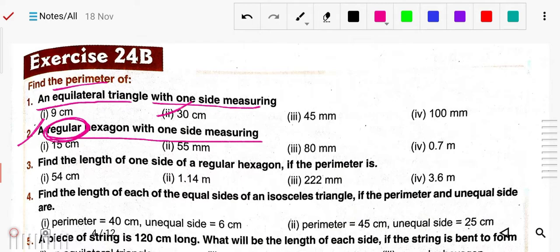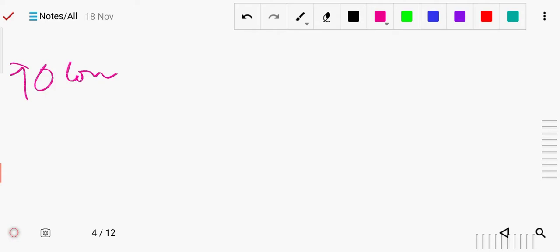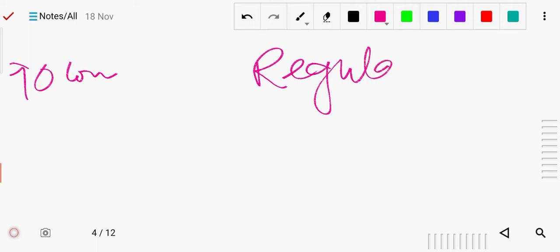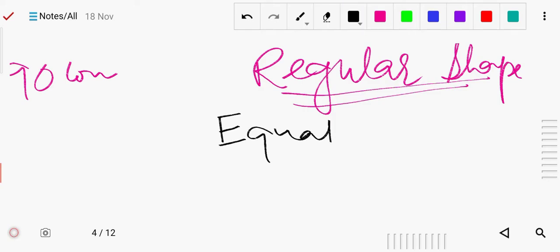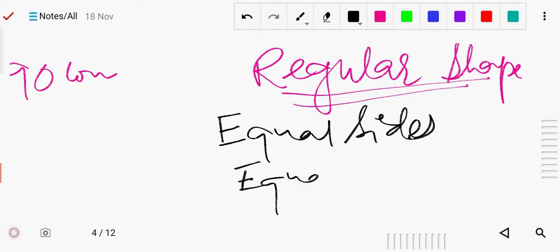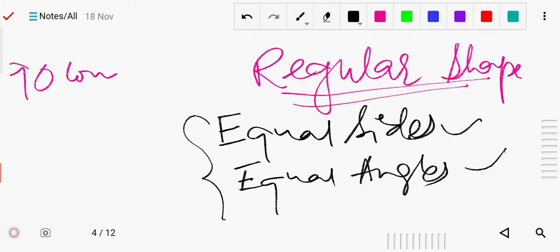Regular means that a regular shape has equal sides and equal angles. Always remember it. If it is a regular shape, it has equal sides and equal angles. If the shape is irregular, these two are not followed. Its sides should be equal and it should have equal angles, so that you can say it is a regular shape.